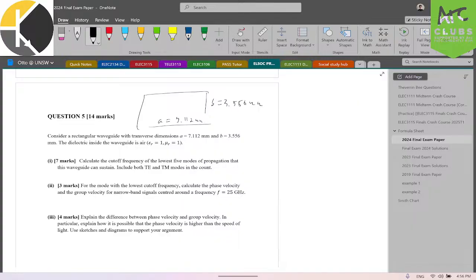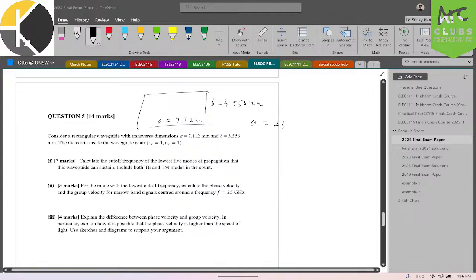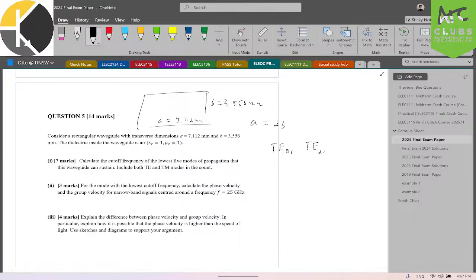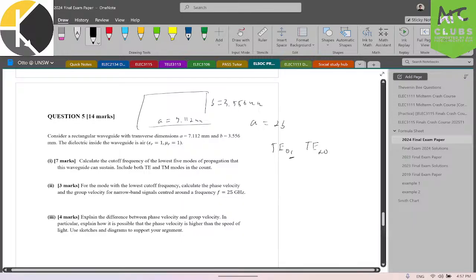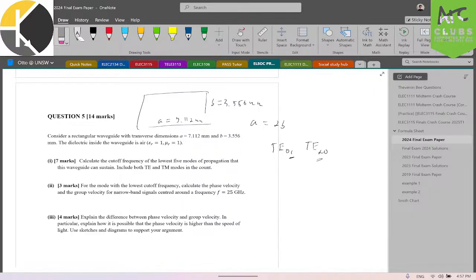You can notice immediately that A is equal to twice B, which is very convenient because it means that if you can fit 1 lambda across B, you can fit 2 lambda across A. For example, your TE01 mode is going to have the same cutoff as TE20, and the same for every multiple of those, which is fairly convenient for calculations in this case.